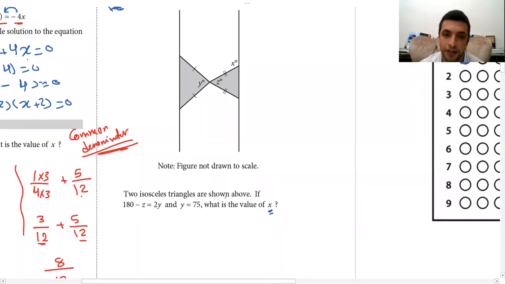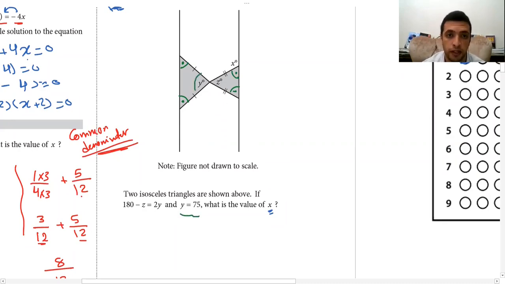Two isosceles triangles are shown above. Two isosceles, which is this one and this one, this side equal to this side and this side equal to this side. This is the meaning of isosceles. And if we have isosceles triangles, if this side equals this side, that means this angle equals this angle. And same here, if this side equals this side, the opposite angle equals the opposite angle. We have two equal angles. All right. And he said if 180 minus z equals 2y, and y equals 75, what is the value of x?